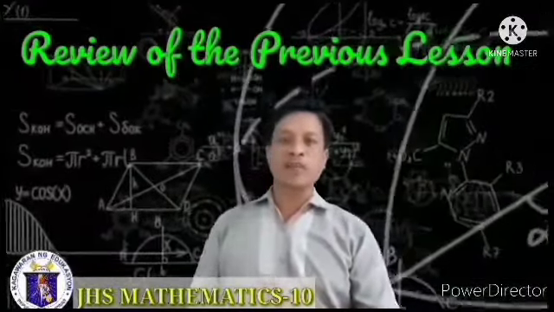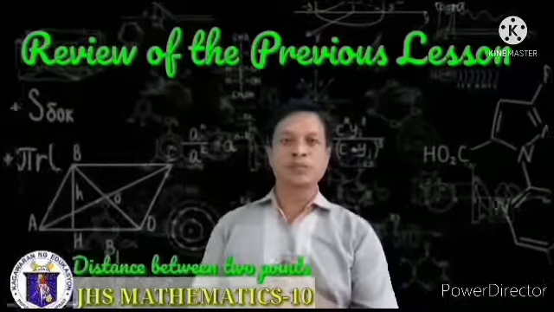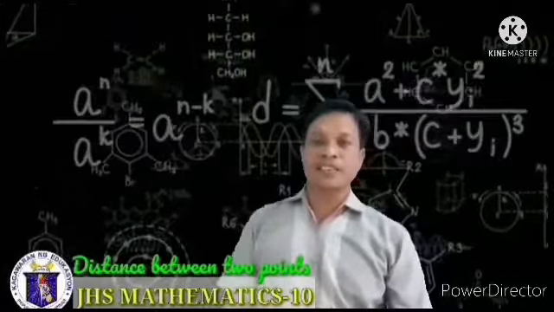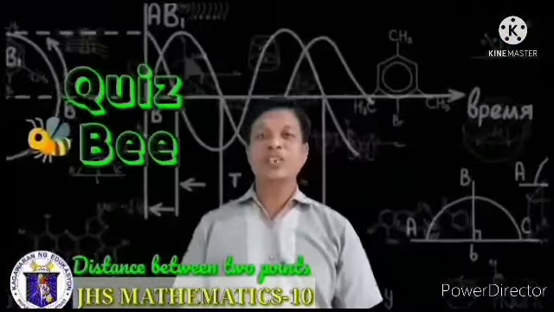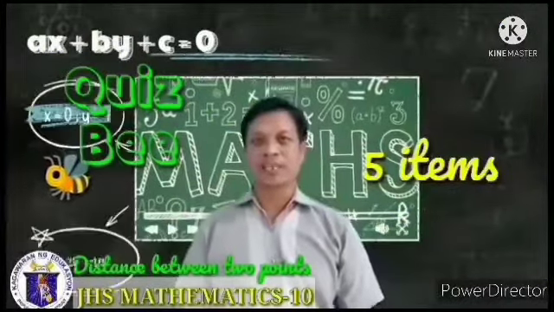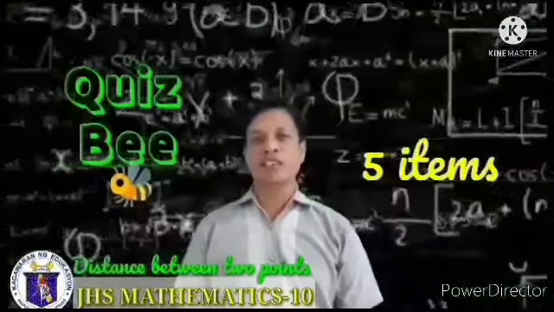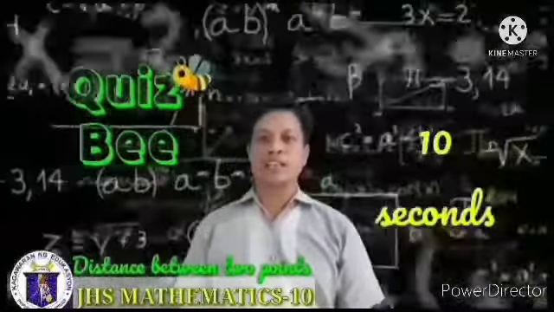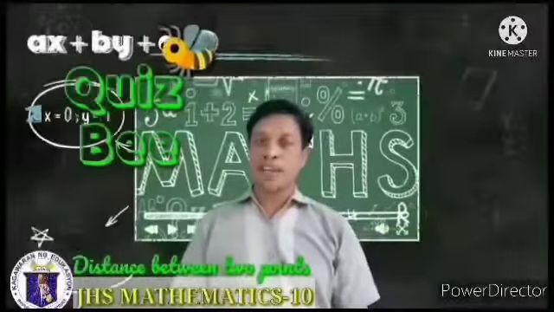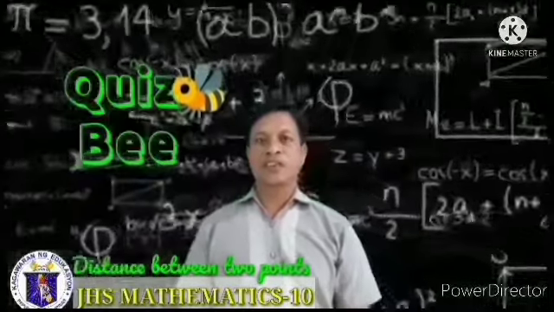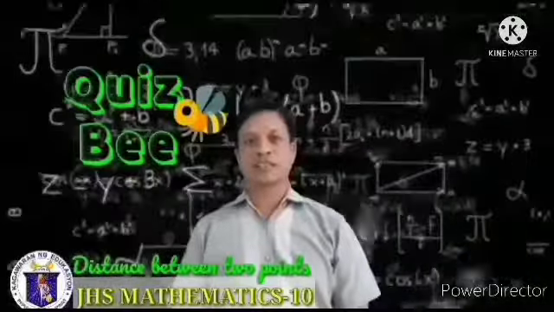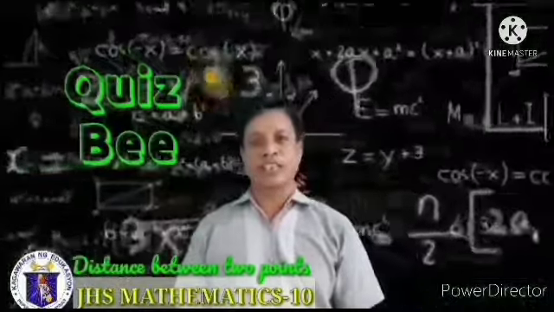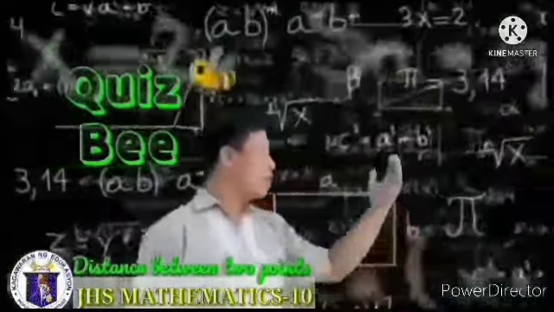For today's lesson, you will know more about the distance between 2 points. But before we commence our discussion, let's have first a quiz bee. This quiz bee consists of 5 items. I will read each item once and then you will be given 10 seconds to write your answer in your illustration board. When the time is over, you will raise your answer to check it. Whatever the score you got from this quiz bee will be added to your quiz later. Okay, let's start. Question number 1.